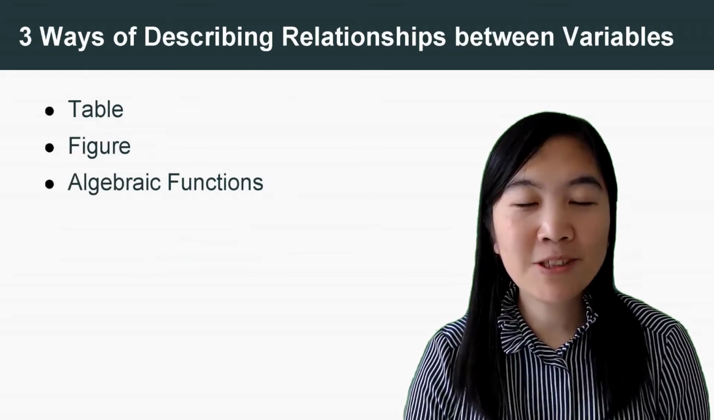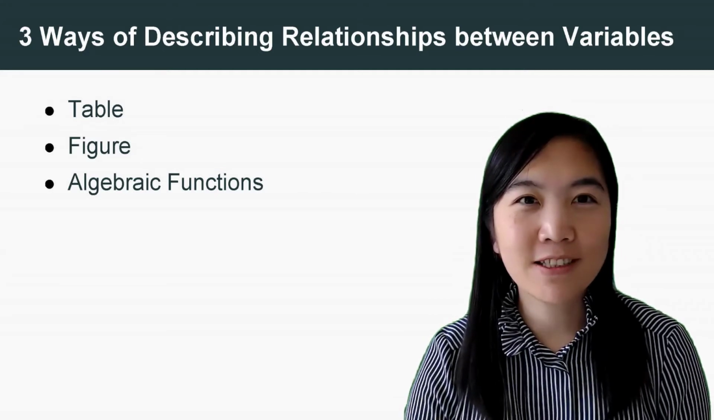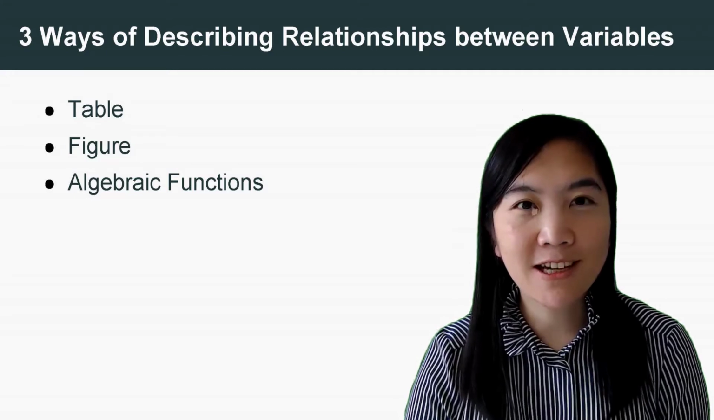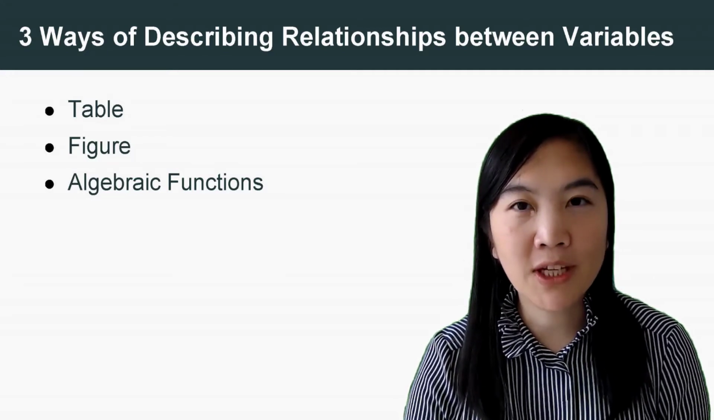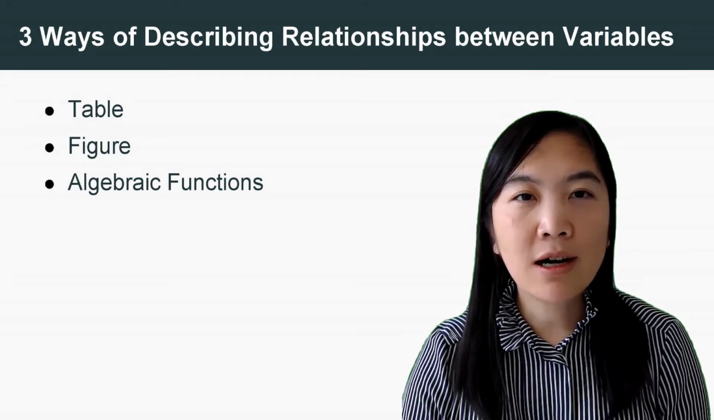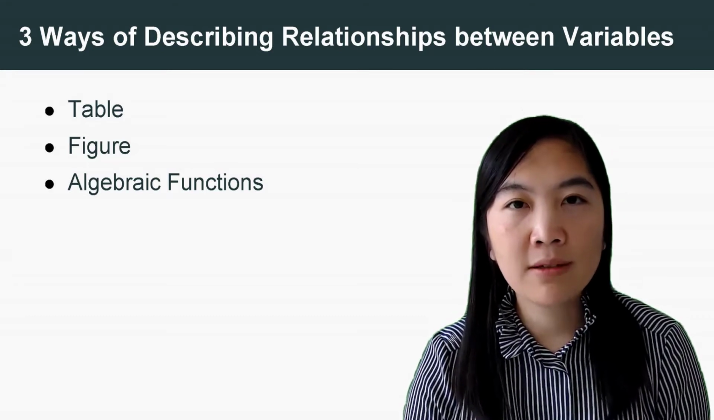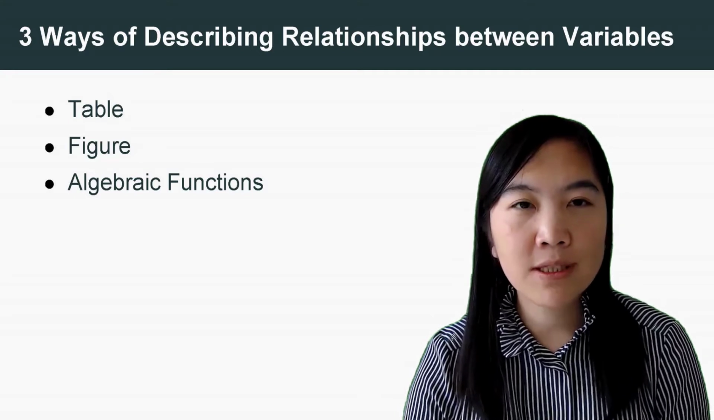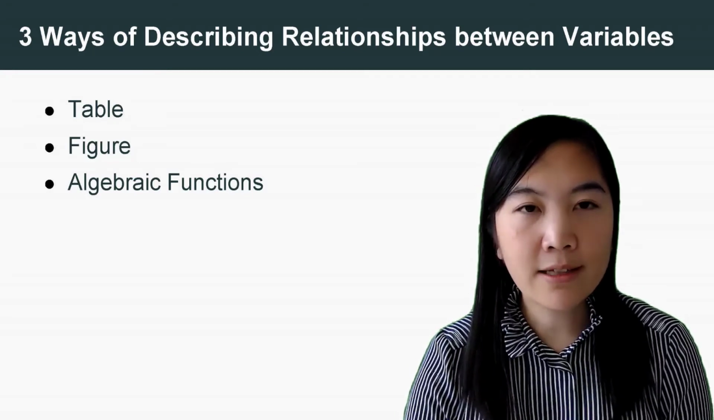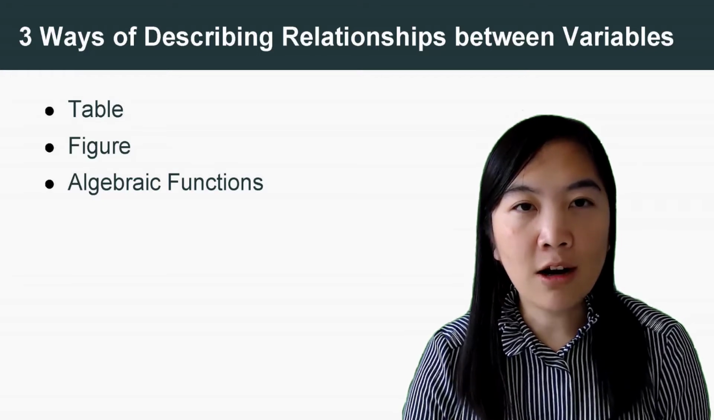Okay, we're almost there for production functions. As we mentioned in the last slide, the production technology is a description of relationships between inputs and outputs. There are three ways of describing relationships between variables: table, figure, algebraic functions. And I'm gonna go over them all.